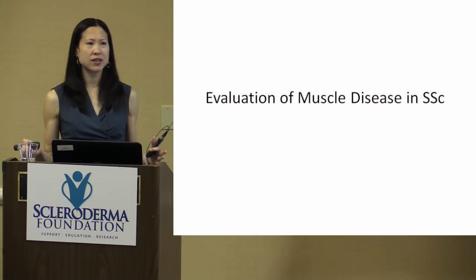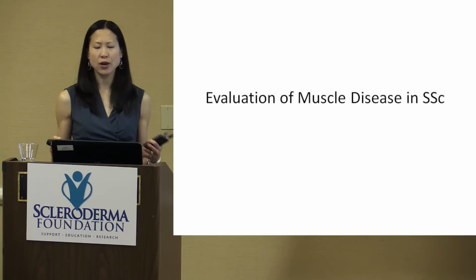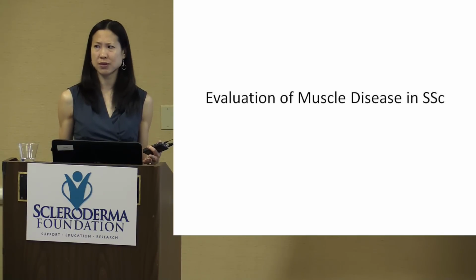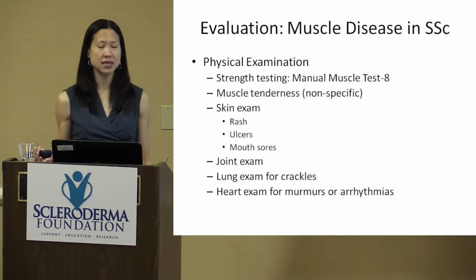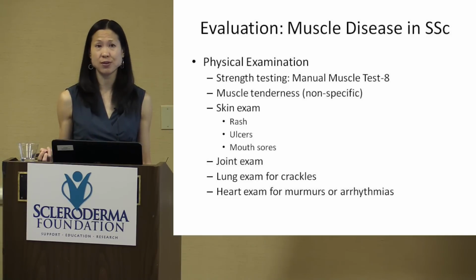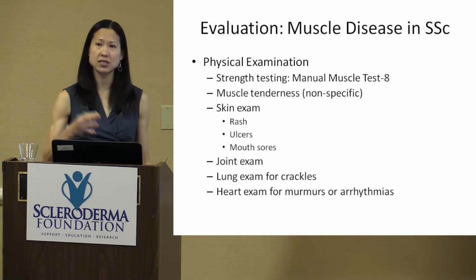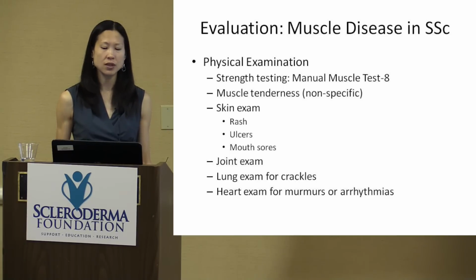So once we've gotten a history of weakness from our patient, how do we evaluate whether or not there's truly muscle disease going on? So we test their muscle strength. We do a test called the Manual Muscle Test 8, and I'll go through that on the next slide, but basically it tests how strong the patient is. And it's good to test it over time to see if patients are getting stronger or weaker.